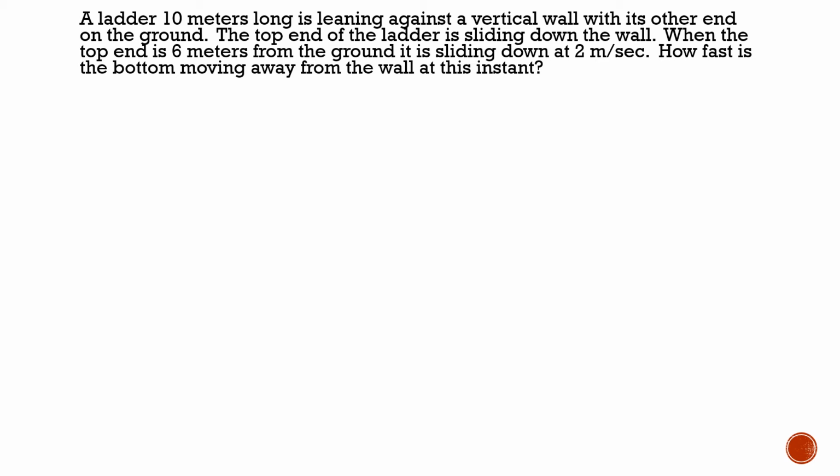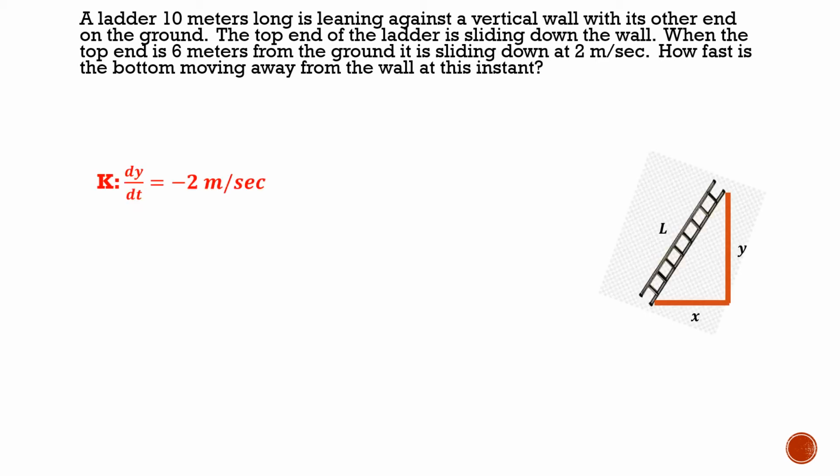So again, I'm going to start with my know. My know is that the top, or the y value, is sliding down, so it's decreasing, so I have a negative 2 meters per second. They're asking me to find the movement of the x, or the part of the ladder that's moving away on the ground. And they told me that my y value was 6, so the top end, or the wall part of the scenario, is 6 meters.